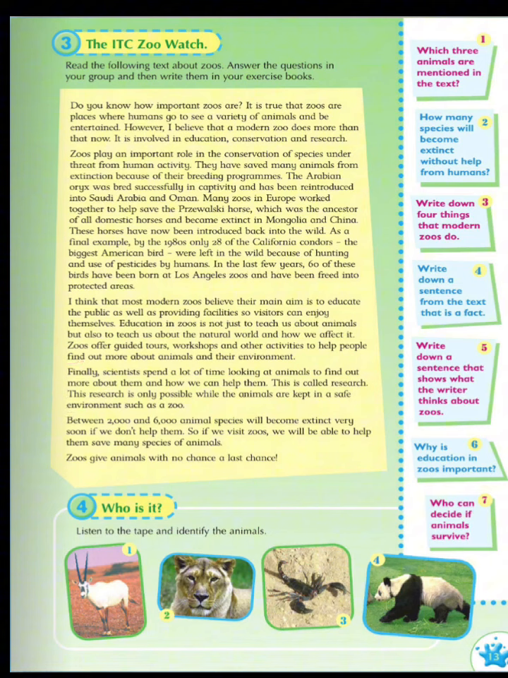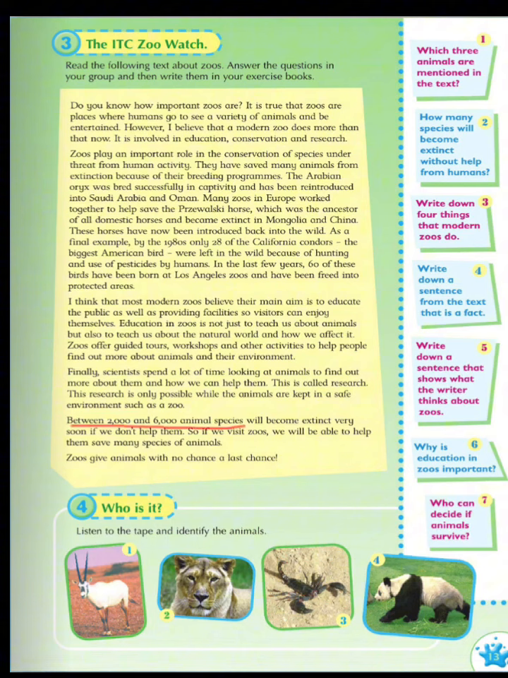Now, let's read these questions and answer them. Number 1. Which 3 animals are mentioned in the text? The 3 animals mentioned in the text are oryx, Przewalski horse, and California condors. Number 2. How many species will become extinct without help from humans?